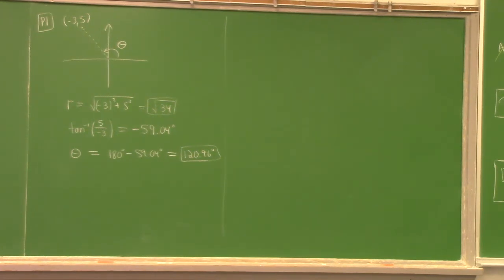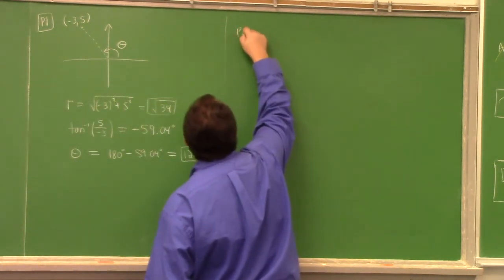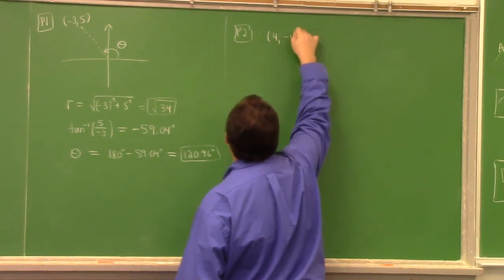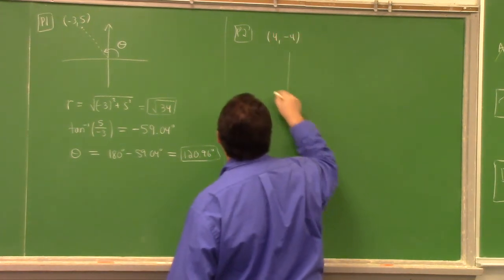You have to have r less than 0, right? So we learned that once you have a given point, if you want to make the radius negative, you have to add 180 degrees to the angle and keep the radius the same. So, oh, I've already said too much. Problem 2: 4, minus 4. Was it 4 minus 4? All right, where is that?